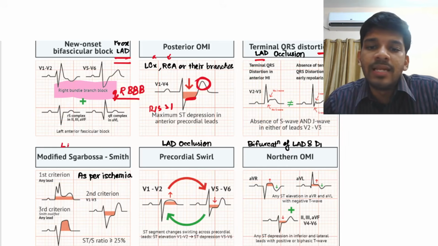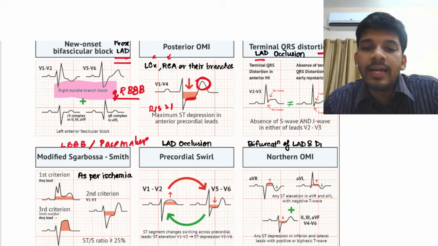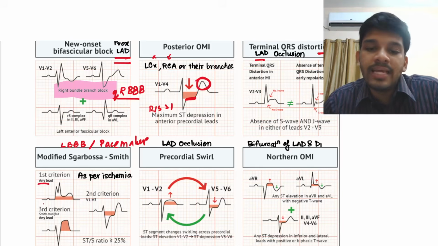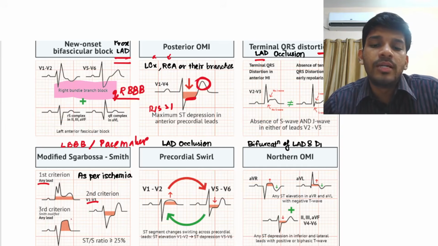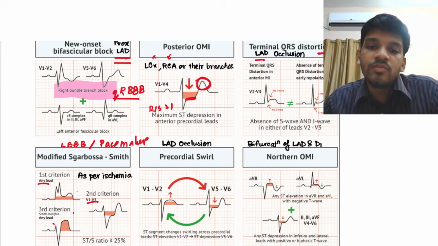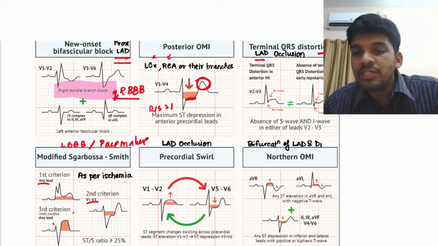Sgarbossa-Smith is useful when there is a left bundle branch block or if there is a pacemaker in place. In the modified Sgarbossa-Smith criteria, the first criterion is any leads having concordant ST elevations. The second criterion is V1 to V3 ST depressions, and the third criterion is discordant ST elevations having an ST/T ratio of more than 25%. Wherever these criteria are fulfilled, you can localize the ischemia as per the ECG.